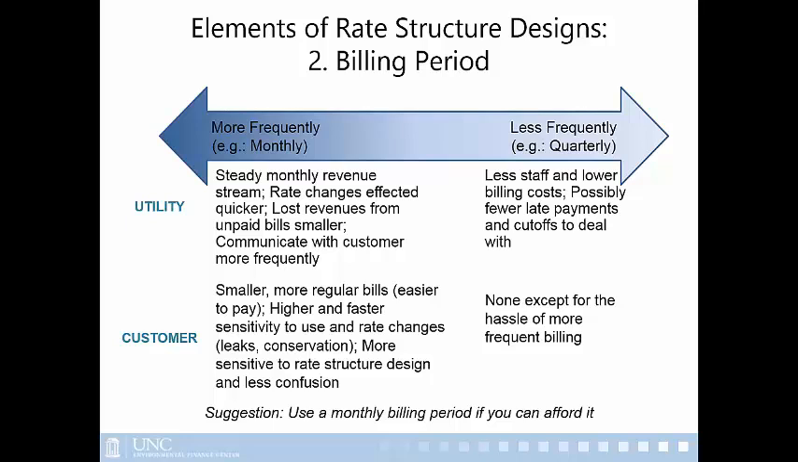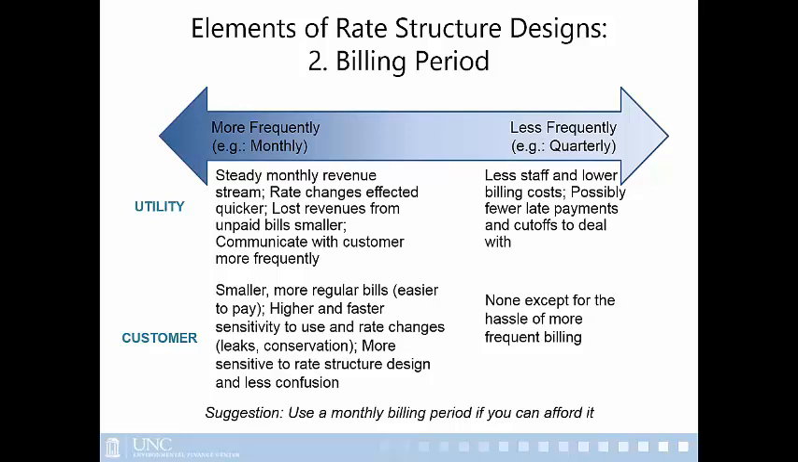I know that utilities have leak adjustment policies, but that's also a hassle and a cost for the utility to deal with, because that's just water that you've treated that you're not going to be generating revenue for if you provide that leak adjustment. So there are some of these trade-offs between monthly and other types of frequencies. We always recommend looking at monthly billing periods if the utility can afford it, because of the benefits to the customer and to the utility.